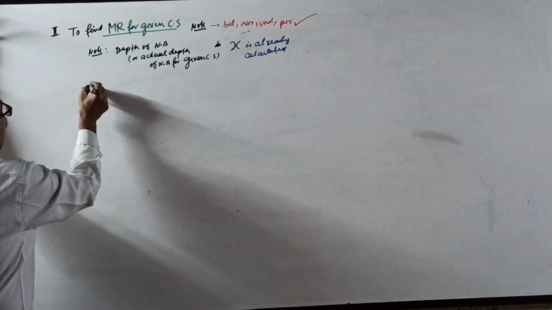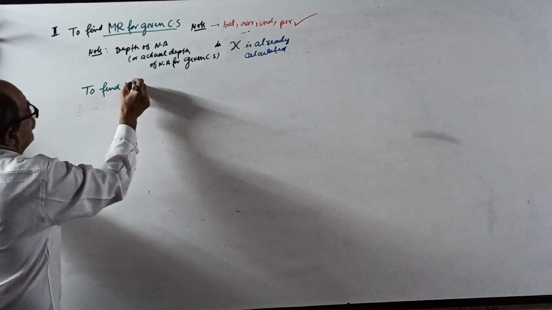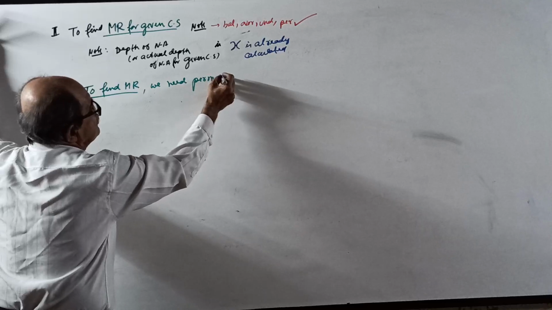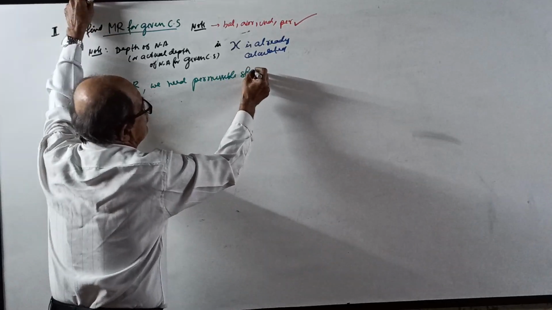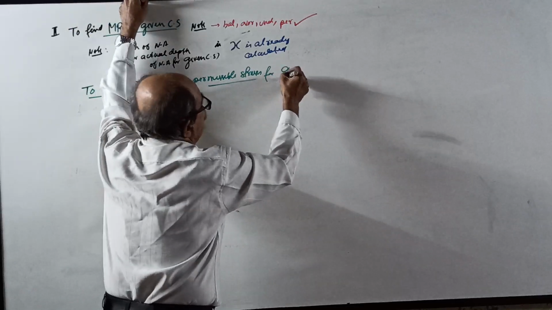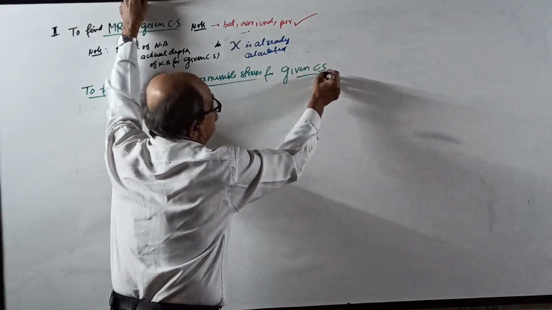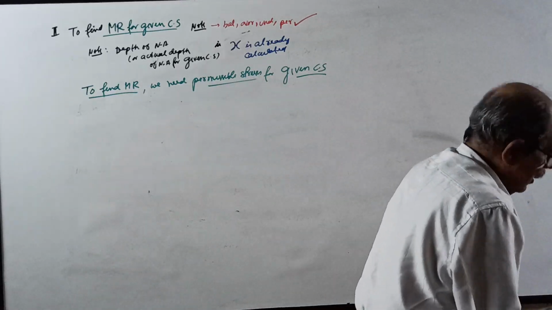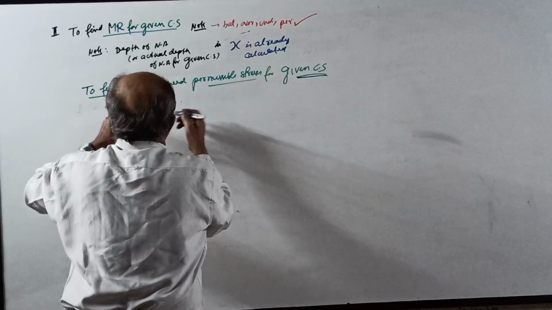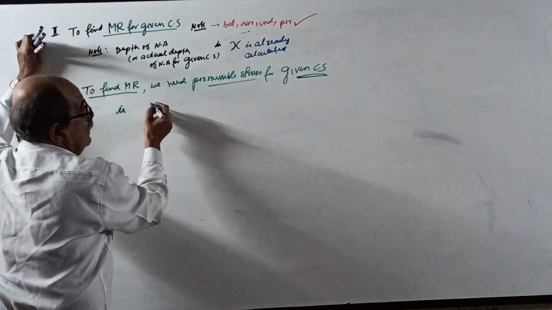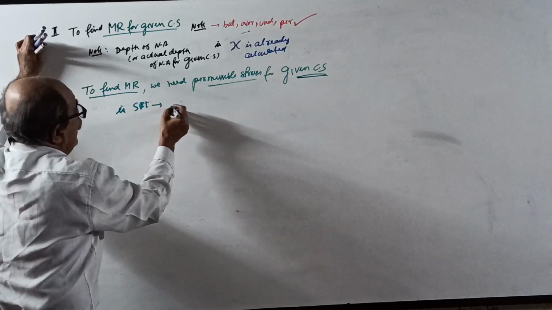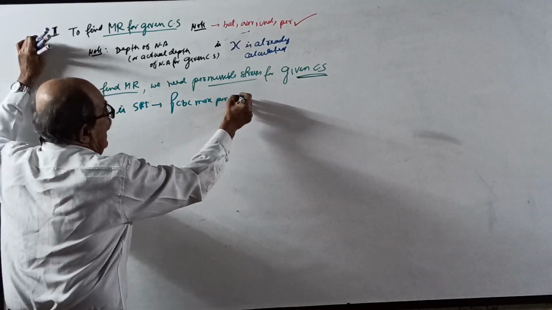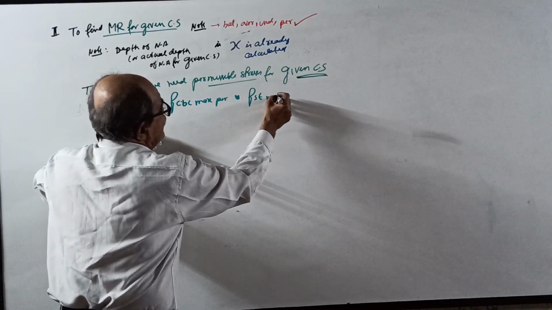Since to find MR, we need permissible stresses for the given cross section. Very, very important. I should change the pen because it has become a little light. For the given cross section, in a singly reinforced section, we require FCBC max permissible and FST max permissible.